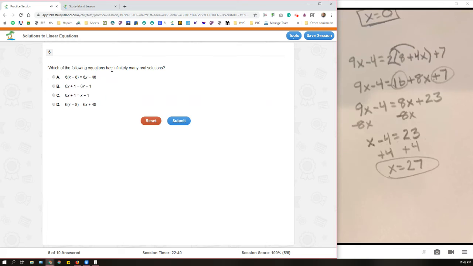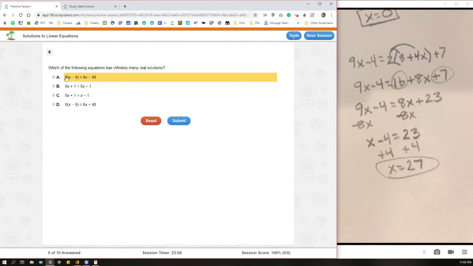So which of the following equations has infinitely many real solutions? Which one of these does the number of x's on the left cancel out with the number of x's on the right, and what remains is still equal to each other? Well, let's look at A. I have to distribute to figure out what's on the left side. 6 times x, that's 6x. Is that the same as what's on the right? Yes. So the x's will cancel each other out.